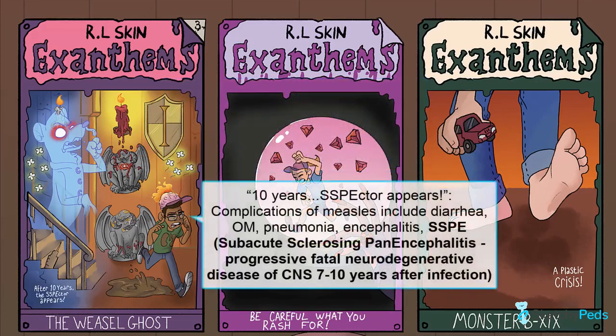The last complication you will need to know about is subacute sclerosing panencephalitis, or SSPE for short. SSPE is a progressive neurodegenerative disease of the central nervous system and is not well understood. It is unique in that it typically occurs 7 to 10 years after a natural measles infection, and although progression may vary, it is universally fatal, underscoring the importance of vaccination.